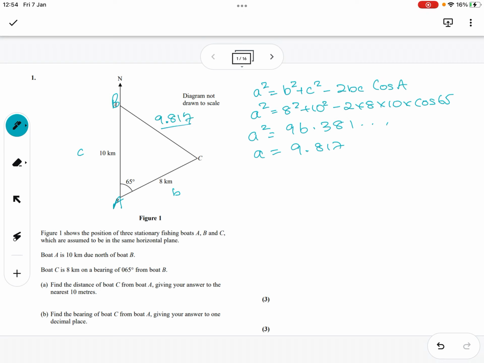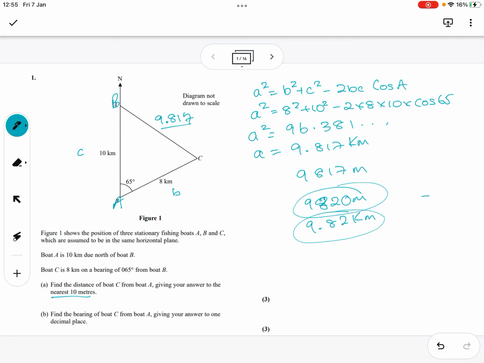Okay, right, but they say down here give your answer to the nearest 10 meters. So that's kilometers, so that is the same as 9817 meters. So you could say that is the same as 9,820 meters, which is the same as 9.82 kilometers. Either of those two is fine.